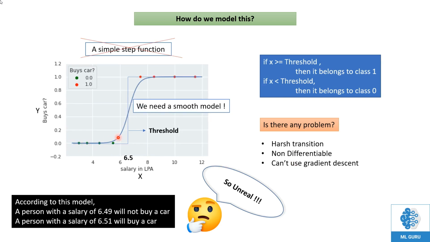So we need a very smooth model compared to the step function. This type of smooth model which you can see in this figure, which has somewhat an S shape, is known as the sigmoid function. So let's look at the sigmoid function in detail.